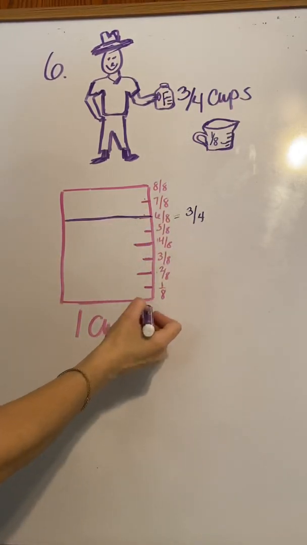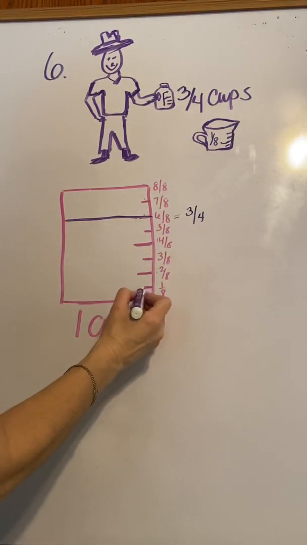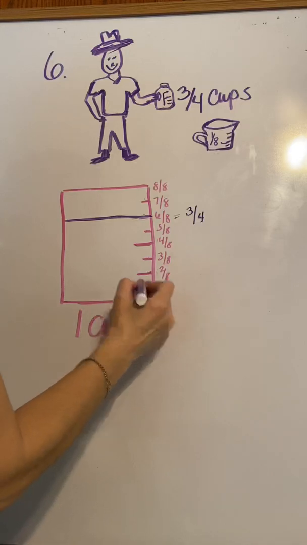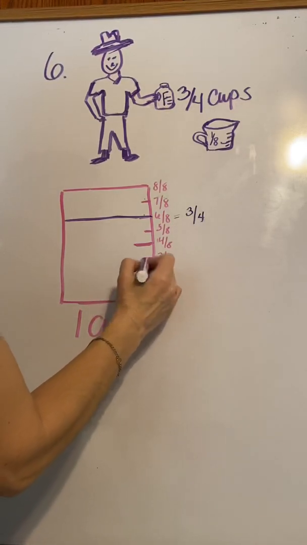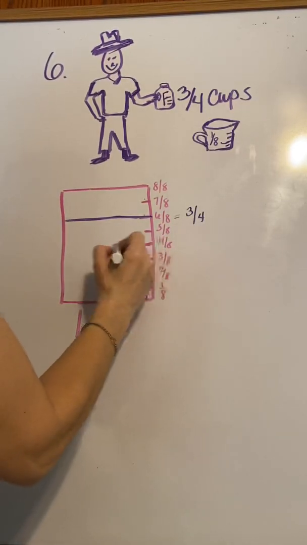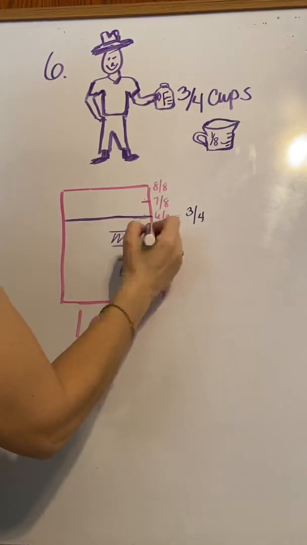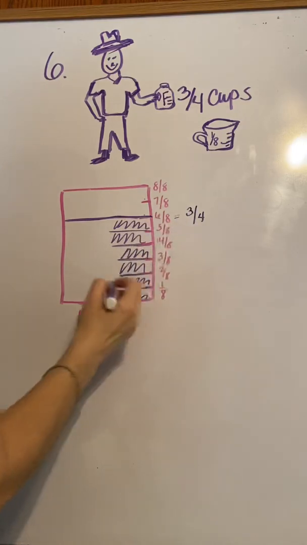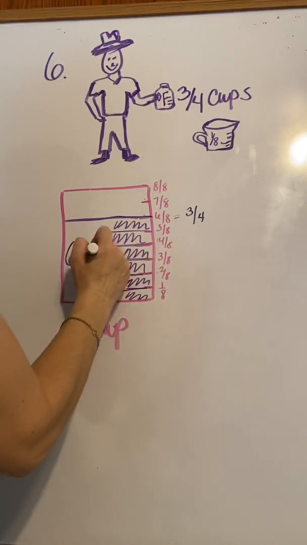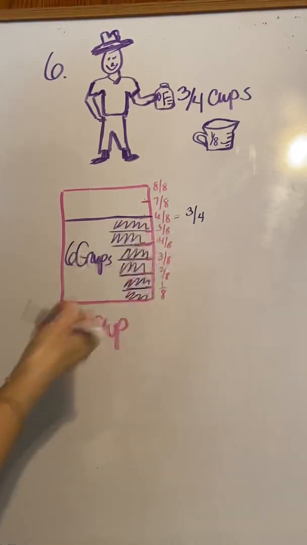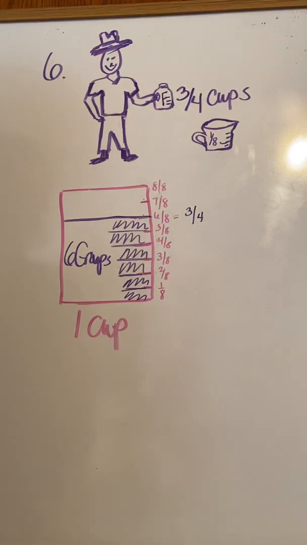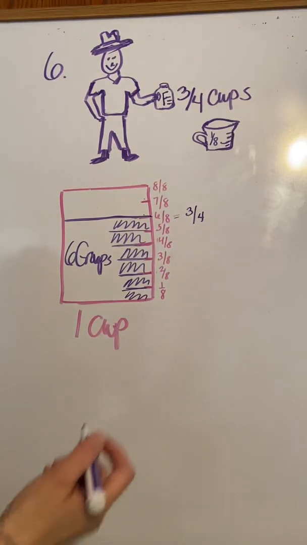So how many eighths are there? There's 1/8, 2/8, 3/8, 4/8, 5/8, and 6/8. So we can stick 6 groups. So it looks like he should be able to put fertilizer on 6 different plants, but let's test it out.